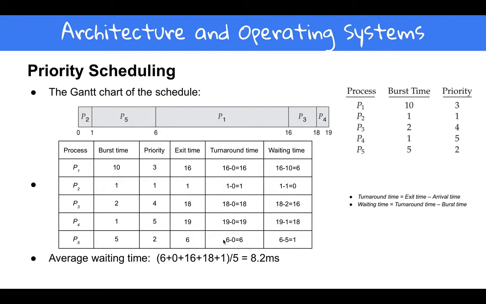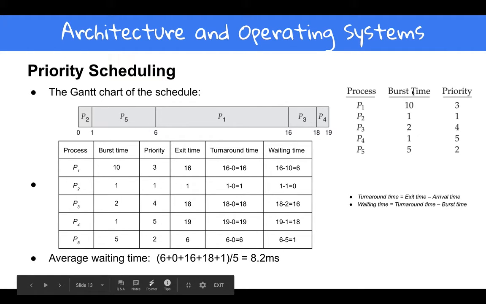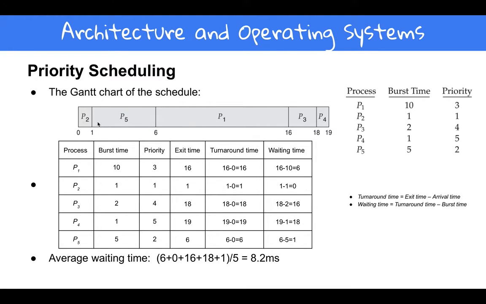Based on this Gantt chart, create this table. You've got the burst time from here, you put it in this column, priority from here, put it in this column, and you've got exit time. You get it from here, from your Gantt chart. So P1, the exit time is here.